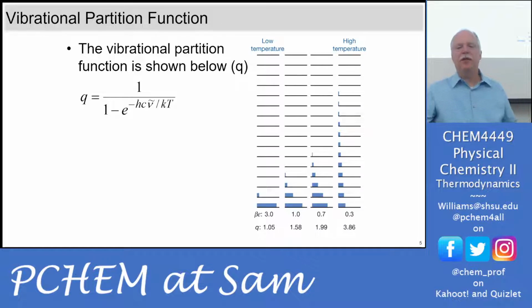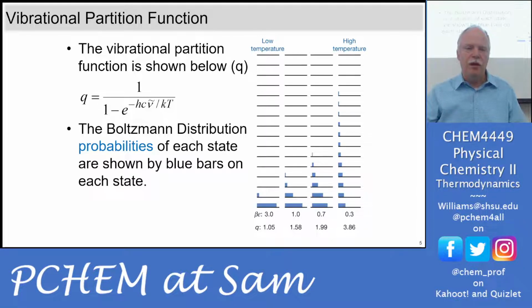And so let's look at some of its properties. We imagine that the vibrational levels will become more populated at higher temperatures, like all the other systems that we discovered. And so here are the Boltzmann distribution probabilities of each state. At low temperatures, we have a partition function that's very close to 1, as we would imagine. As the temperature goes close to 0, the partition function converges to 1. As you raise the temperature, you get up to 3.86 for your partition function.